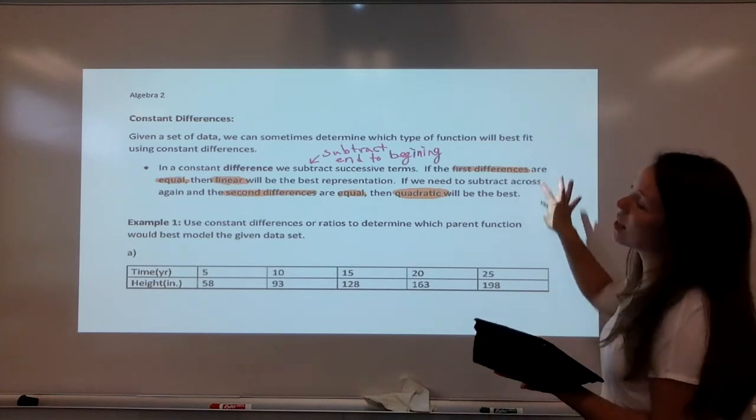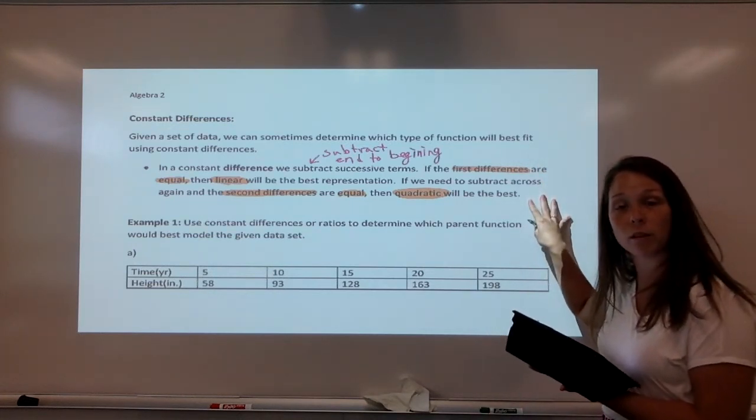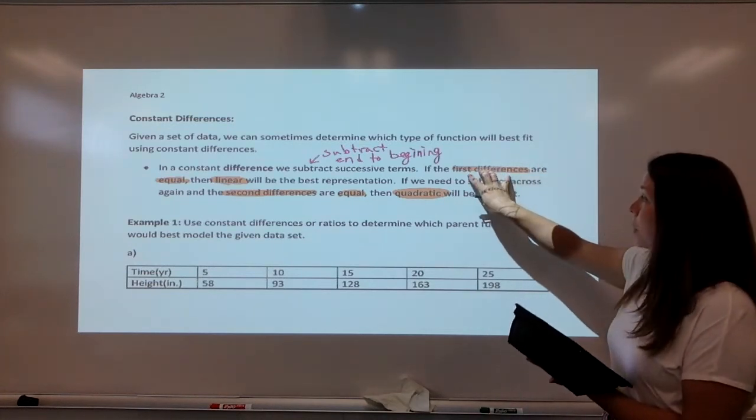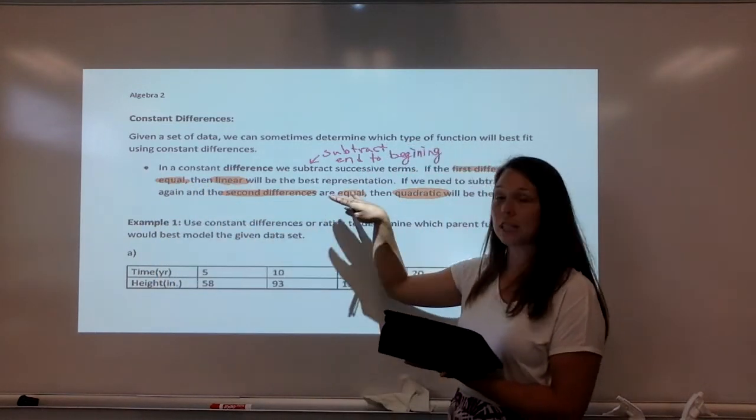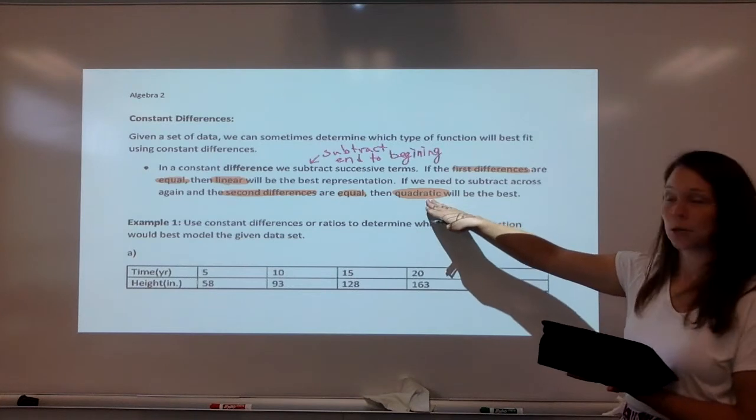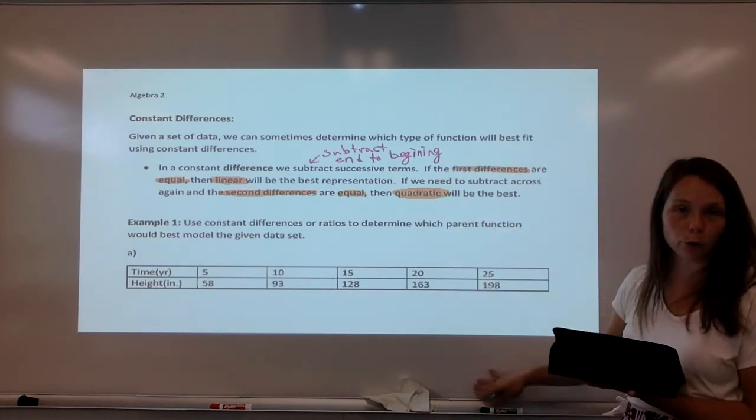Okay, so the two things I've highlighted in this bullet point that you're going to want to make note of: first difference is equal, then linear. Second difference is equal, then quadratic. And we're going to go through what that means below.